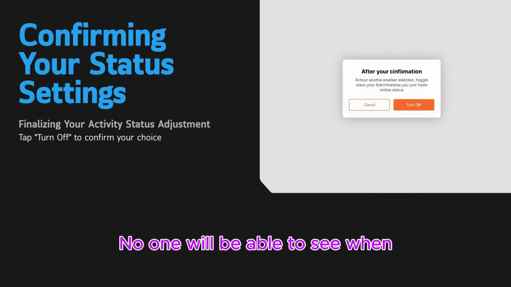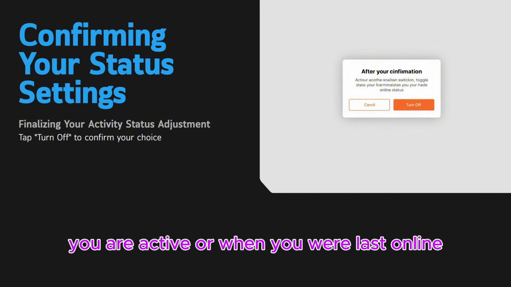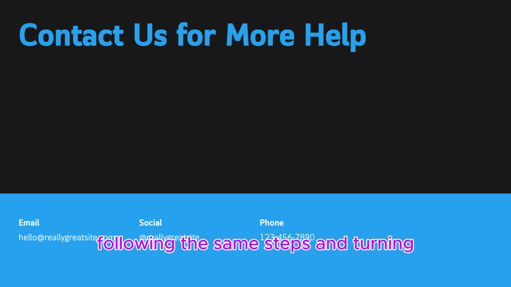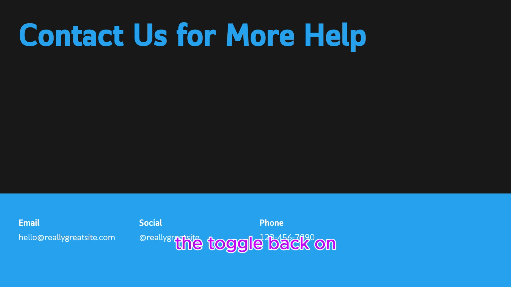No one will be able to see when you are active or when you were last online in the direct message list. You can reverse this at any time by following the same steps and turning the toggle back on.